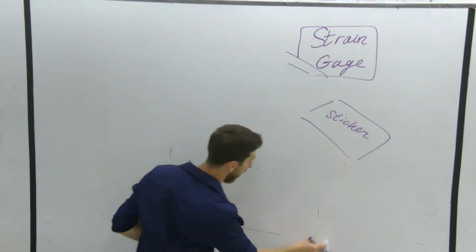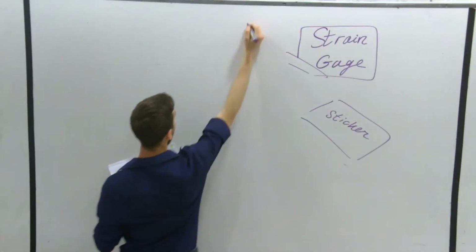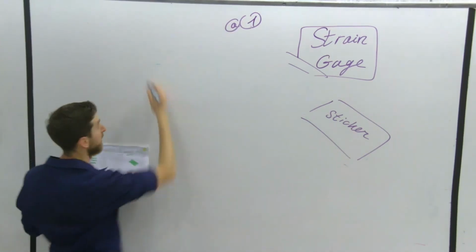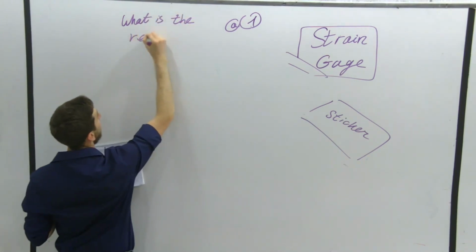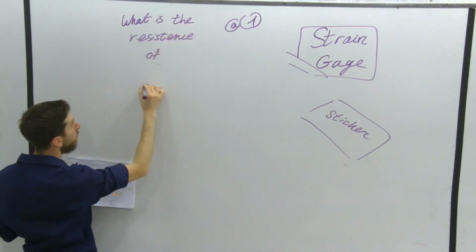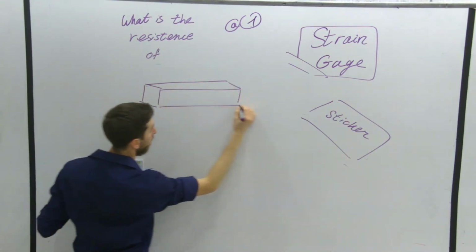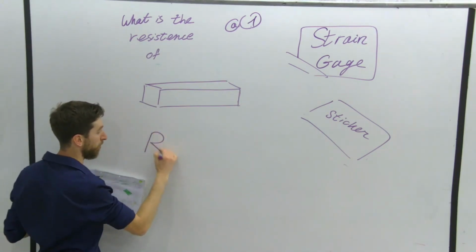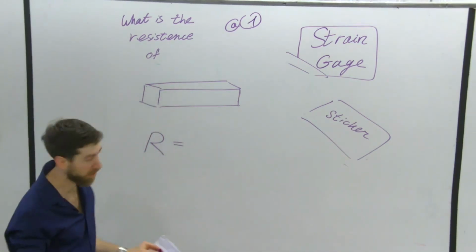So before we start, I'm going to ask some basic questions. Our first question, let's call it 1A: what is the resistance of some really simple resistor of this kind of shape, rectangular, right? Okay, so the formula for resistance is this one, and I have a method to remember it. You don't have to use this method, but for me it works.